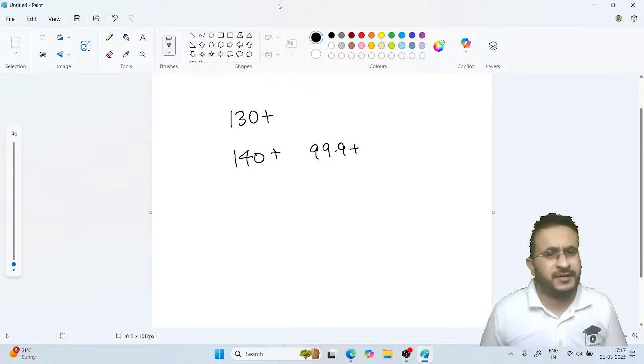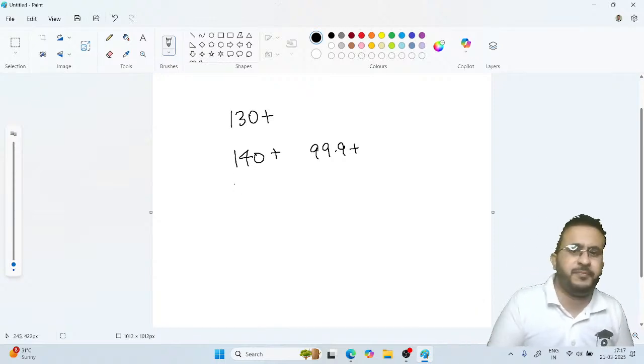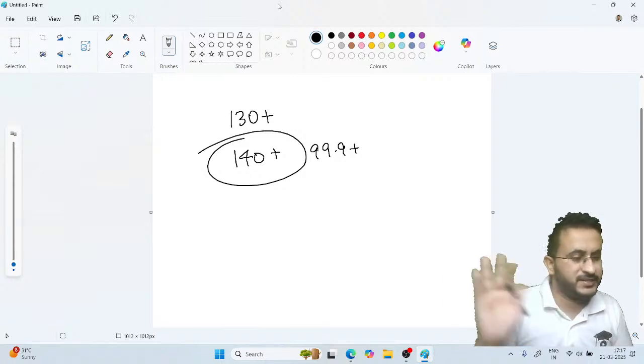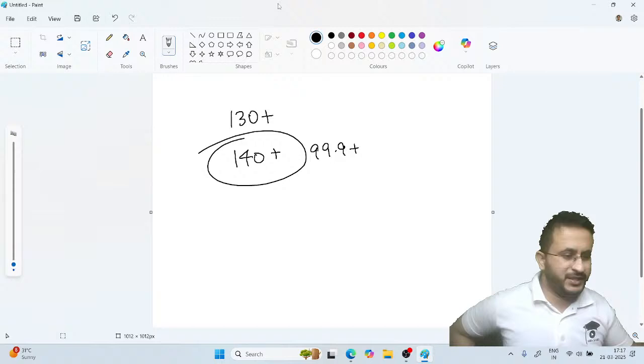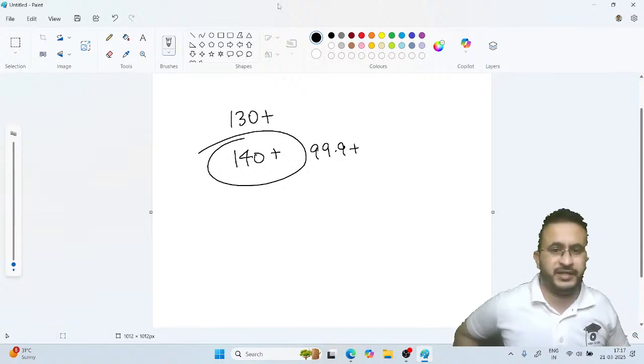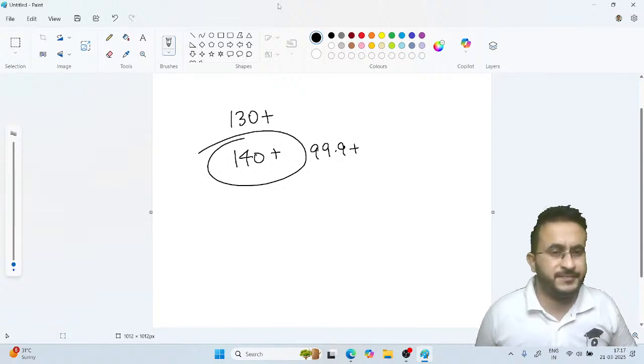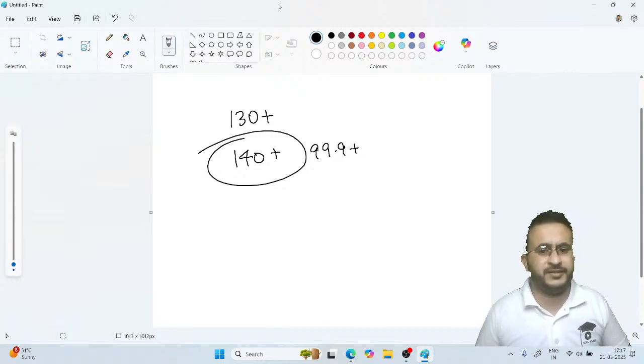And if you get such a paper, getting 140 plus will be considered a very good score. So if you have not attempted this paper, you can check it out, attempt it, and see for yourself where you stand.